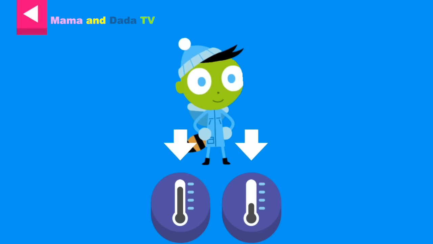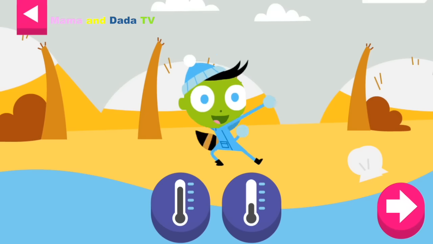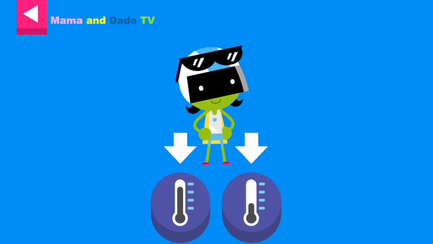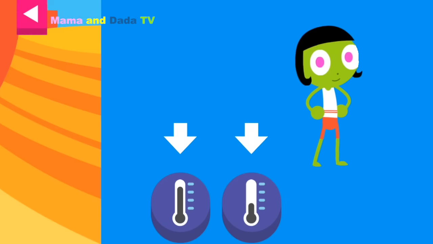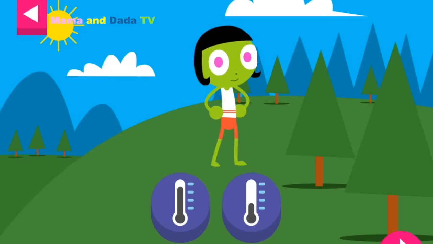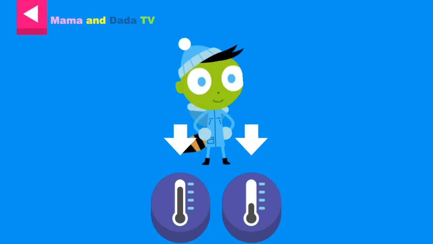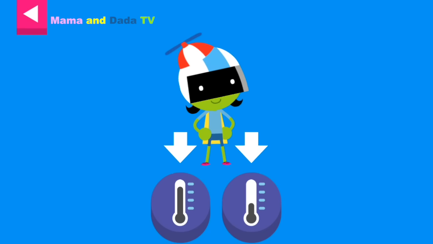Dell is dressed for the cold. Dot is dressed for a warm day. Tap the thermometer. Dot's ready for warm weather. Dell is dressed for the cold. Dot is dressed for a warm day. Tap.